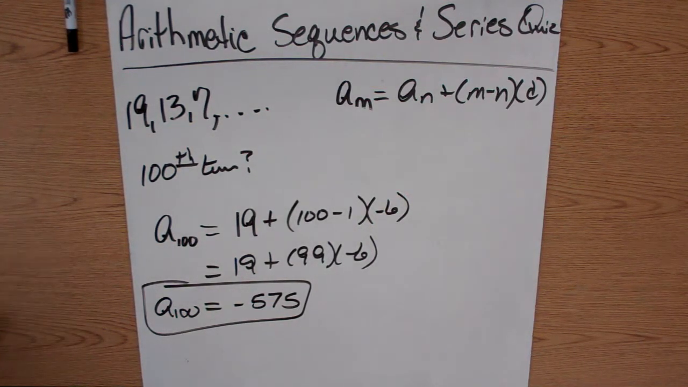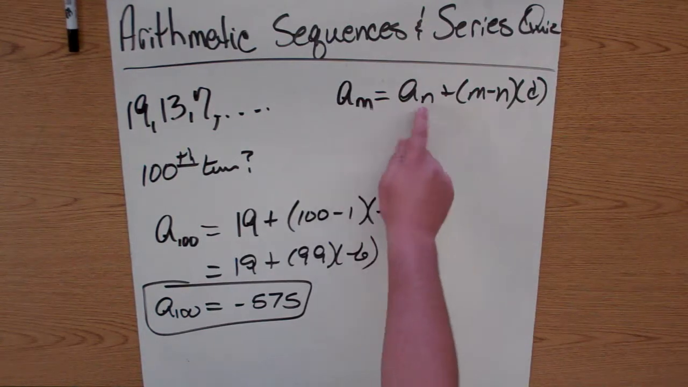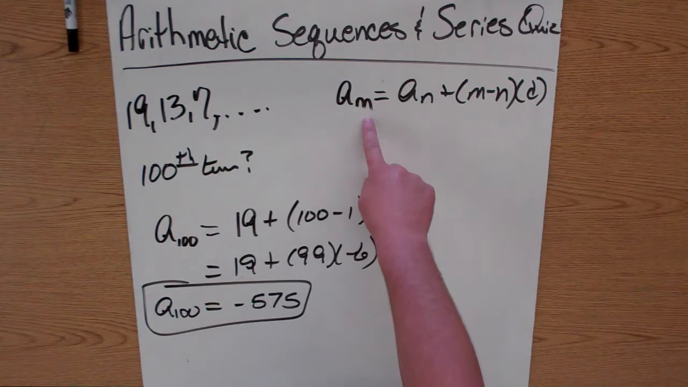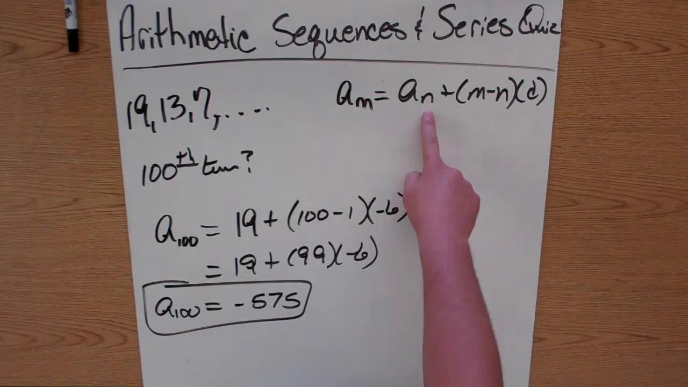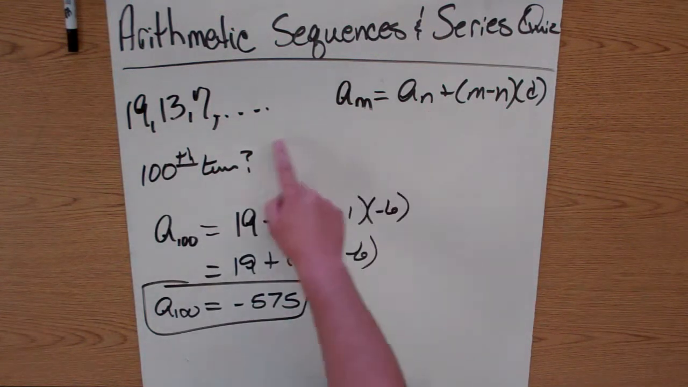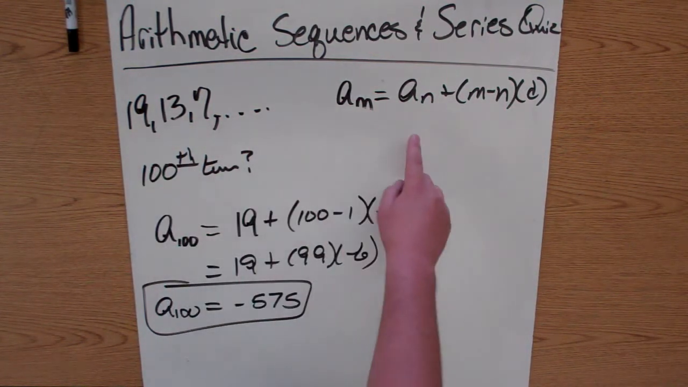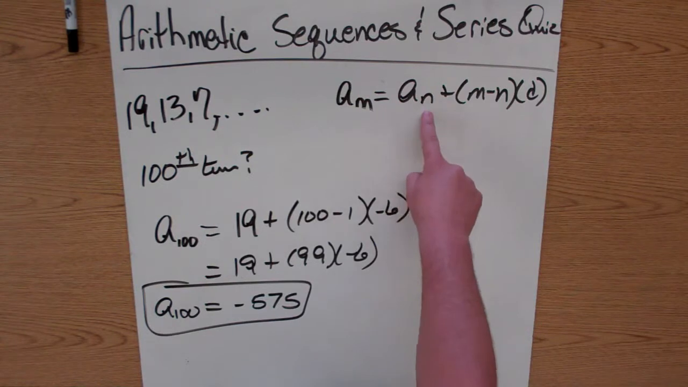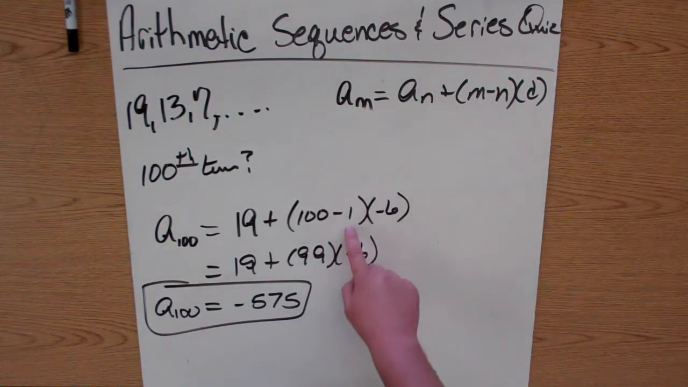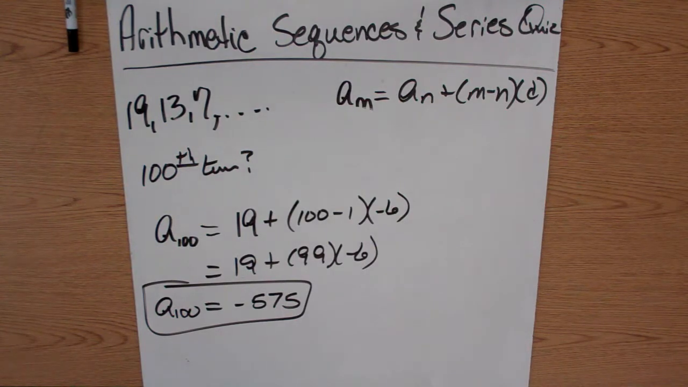So again, it's just plugging into this formula, knowing what m and n stand for. m is the term you're looking for. n is the number of term you've used over here. So if you use the 19, 19 is the first term, so n is 1, and a sub n is 19. And this would be 100 minus 1, and then of course your difference.